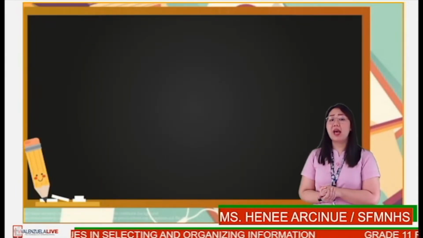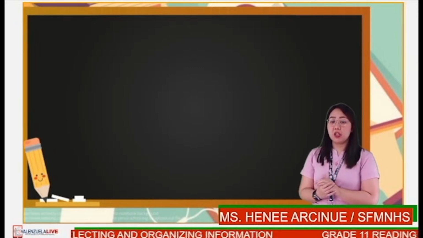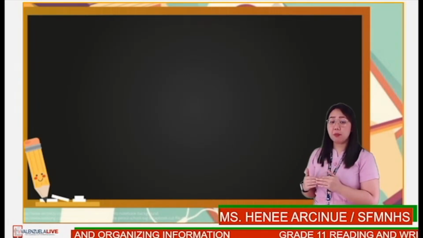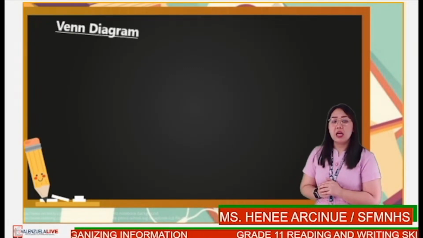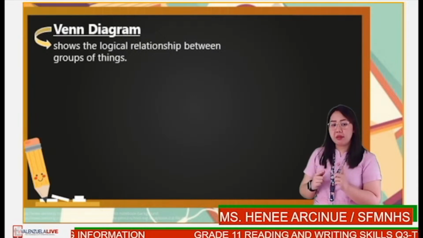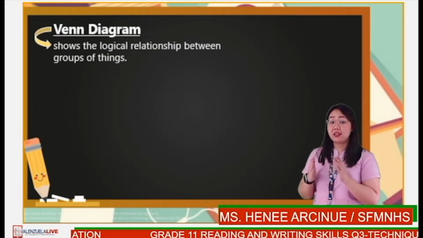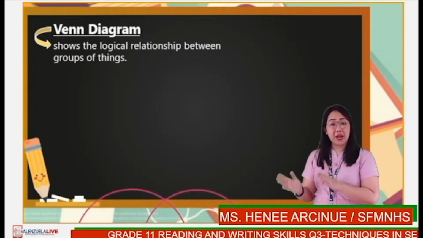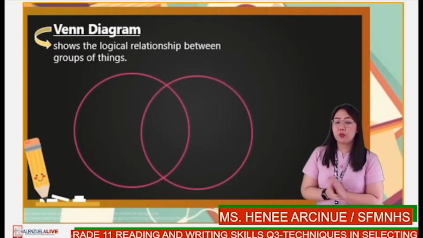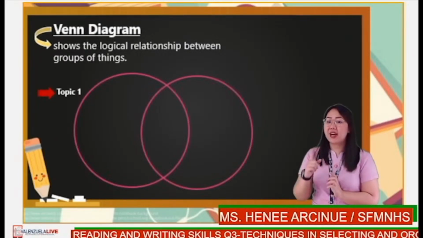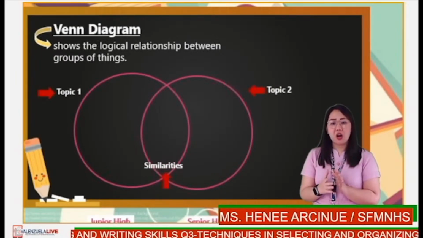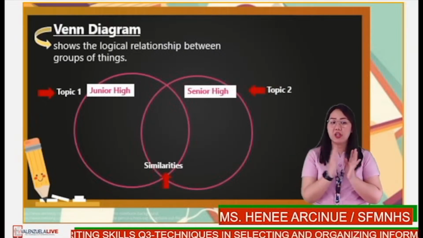Next, we have a Venn diagram. It shows the logical relationship between groups of things. This diagram can be used in the classroom as a tool to help you in comparing and contrasting two objects or concepts. For example, we are going to contrast junior high to senior high.